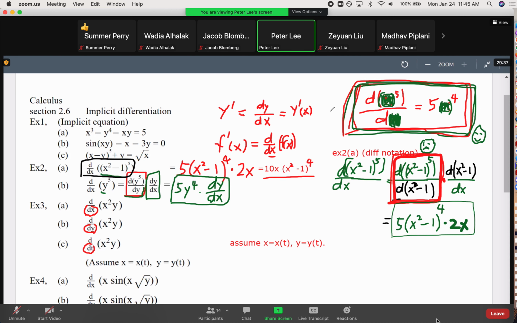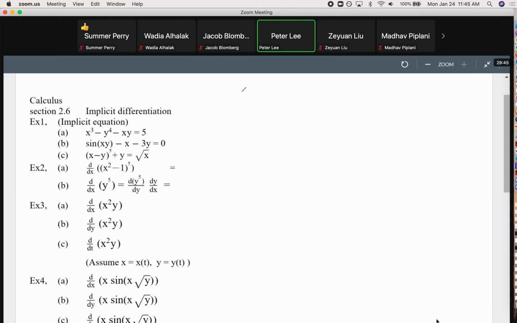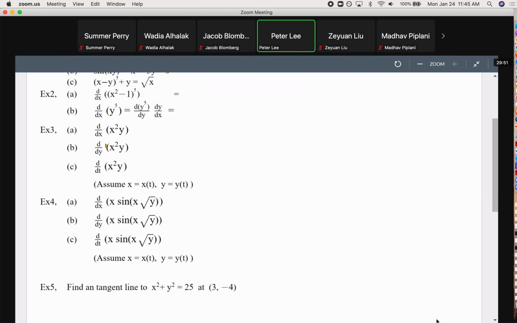Okay. If you have no questions, now let's do a little bit more practice here. Let's look at example 3. I'm going to save this and clear this. Now let's look at example 3. So let's see what we have. Example 3 is this. So now we have d/dx of x squared y. So it looks like we have to apply the product rule.